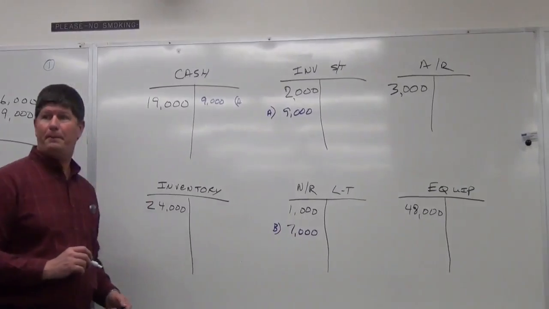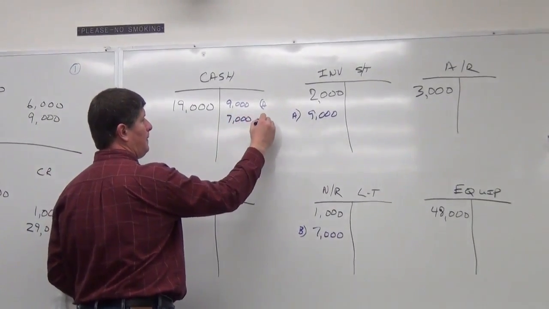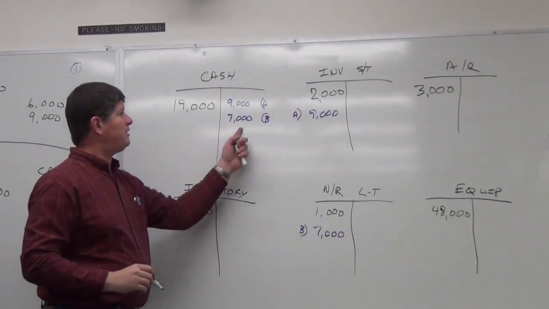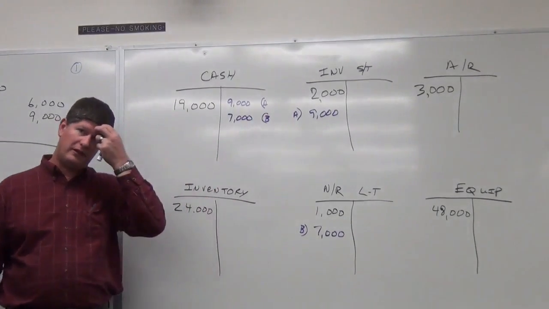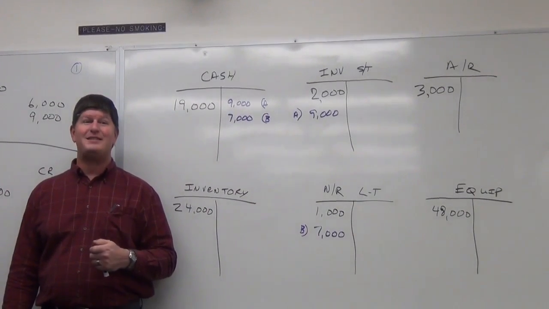And what did I give him? Cash, right? B. My debits equal my credits? Everybody happy? I even see smiles. All right, C. What is C?